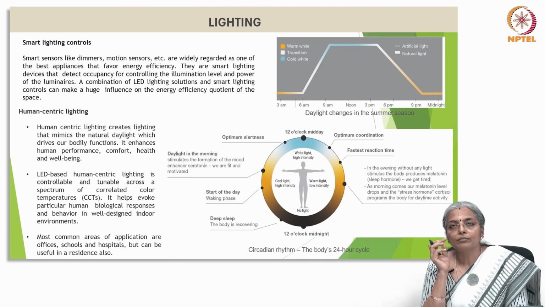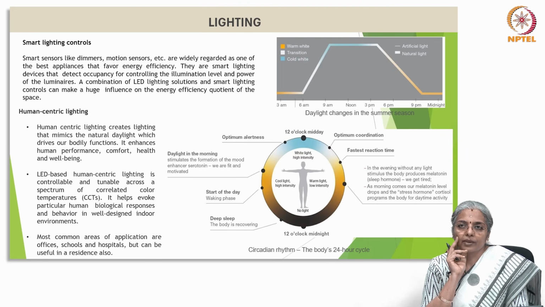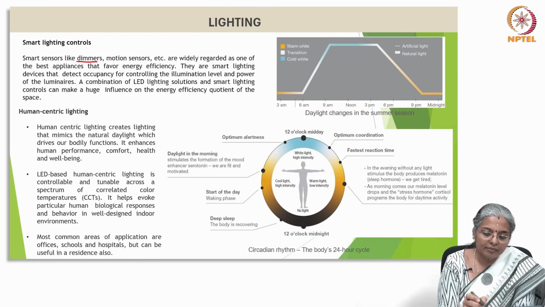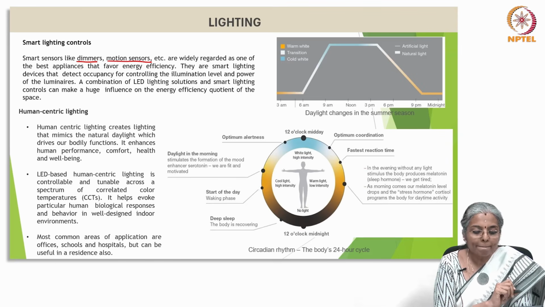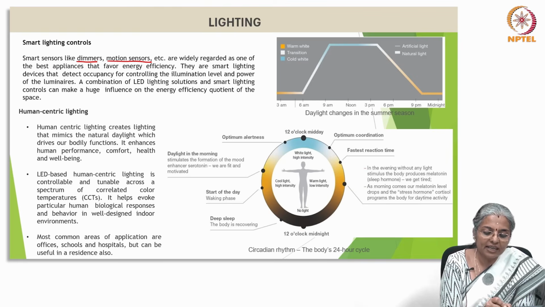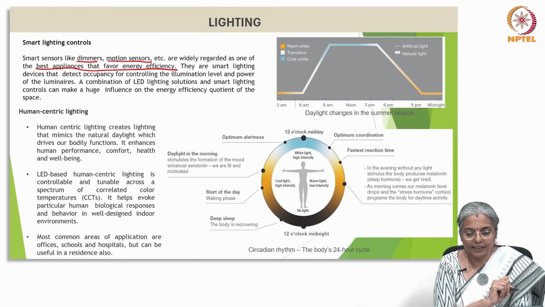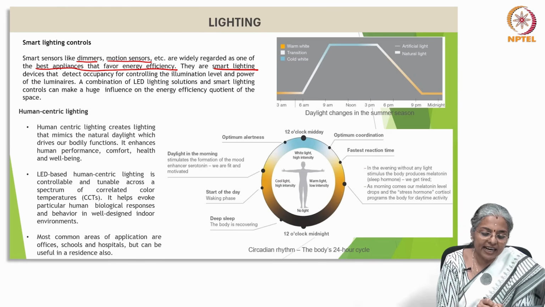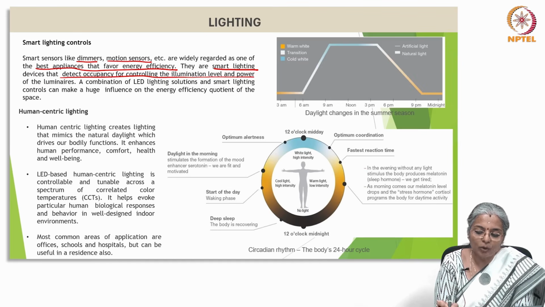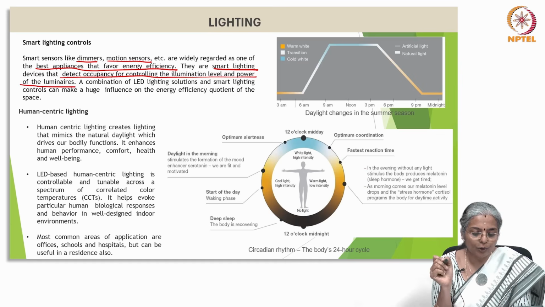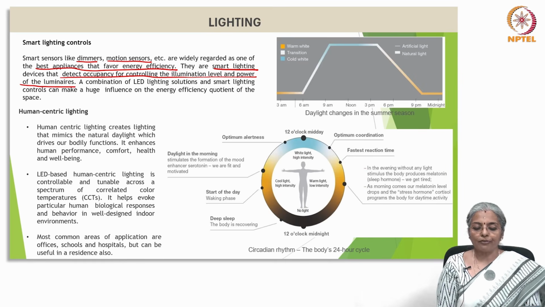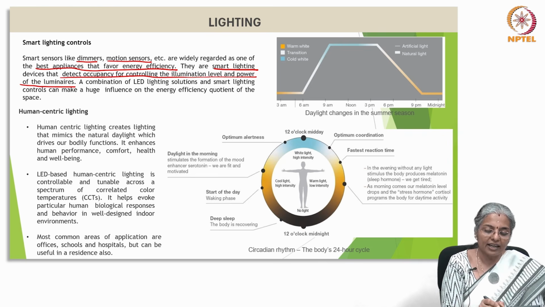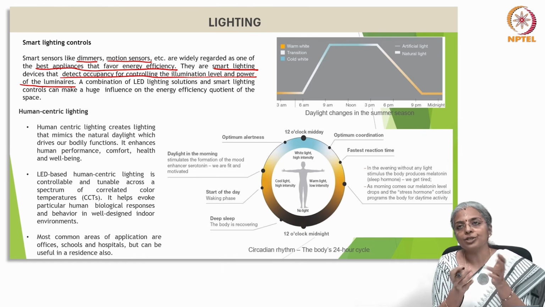Now, let us look at smart lighting controls. So, we have seen smart sensors like dimmers, motion sensors, etc. These are regarded as one of the best appliances that favor energy efficiency. They give us smart lighting, and these devices can detect occupancy for controlling the illumination level and the power of luminaires. A combination of LED lighting solutions and smart lighting control can make a huge influence on the energy efficiency quotient of the space.